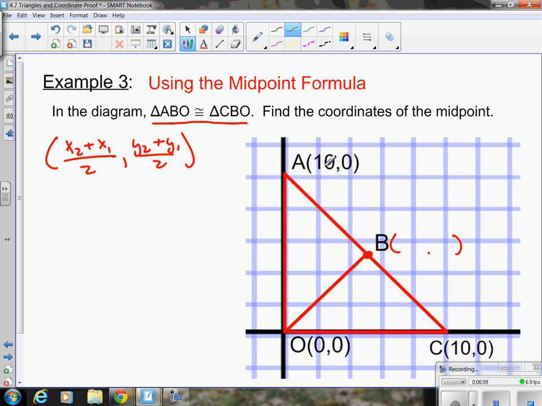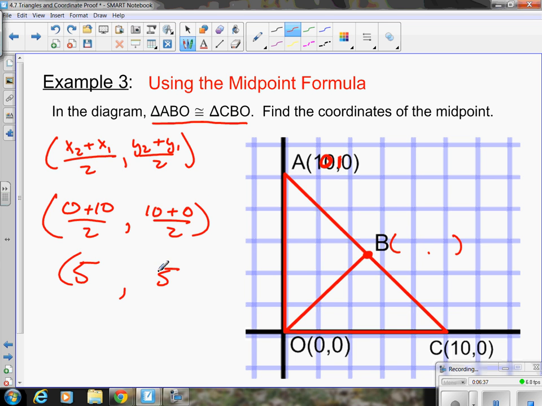So in this case, my x coordinates, this is wrong. This should be a 0. No, that one's the right one. Let me undo that. Hey, this is 0, that's 10. Sorry. If this is 0 and that's 10, the average of those, 0 plus 10 divided by 2, you're going to get 5. And the other one is 10 plus 0 divided by 2. I'm going to get 5. So the coordinates of my midpoint are 5, 5.